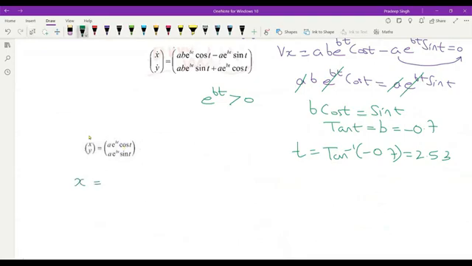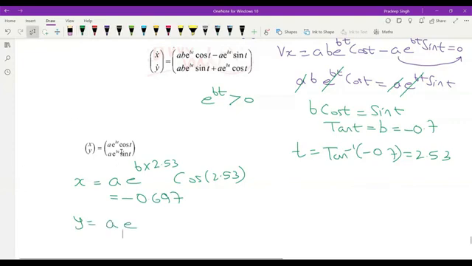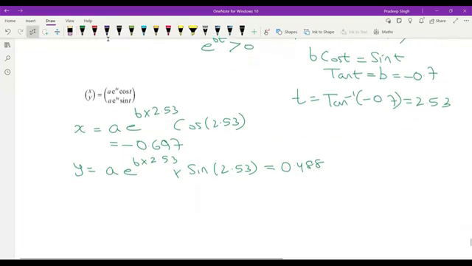So the value of the x coordinate will be a into e to the power b into 2.53, cos of 2.53. This will give us the x component of the position vector. And if you solve this, we will get x as minus 0.697. For the y component, we'll do a into e to the power bt into sin t. So b multiplied by t is 2.53, multiplied by sine of 2.53. And if we again put in the values of a and b, which we had found earlier, eventually we will get y as 0.488.